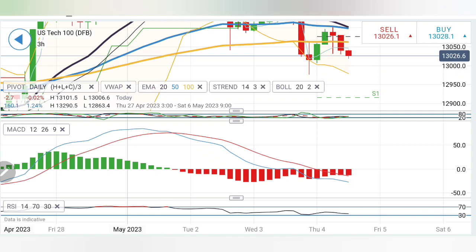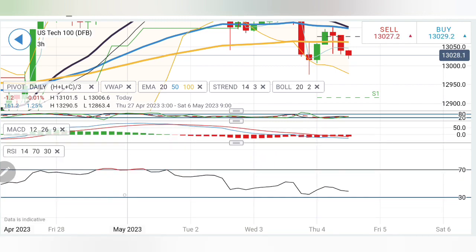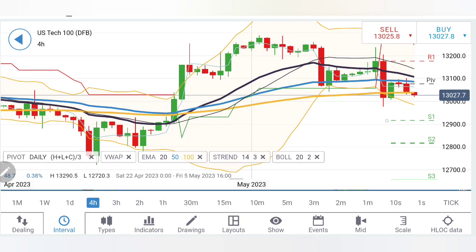Stochastic is at comfortable levels. MACD has seen a good streak of red candles. It is still trading with divergence and bearishness. RSI is looking down and trying to trade with slight bearishness.